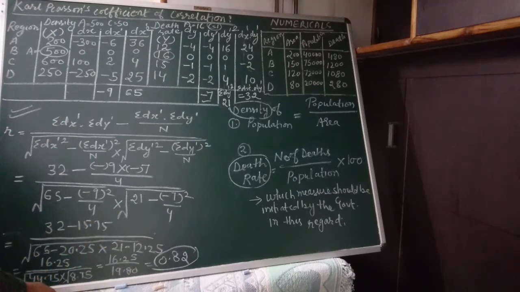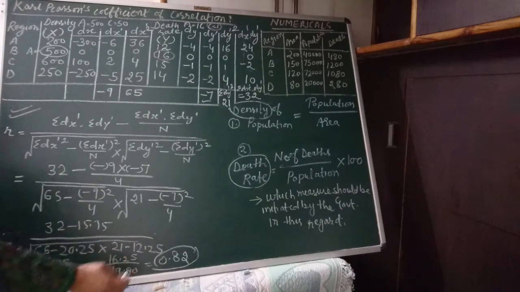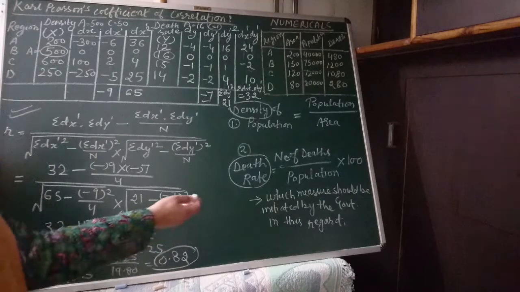So we have to write down that there is a high degree of positive correlation between density of population and death rate. So the government should improve healthcare facilities for the senior citizens. That would be the answer.